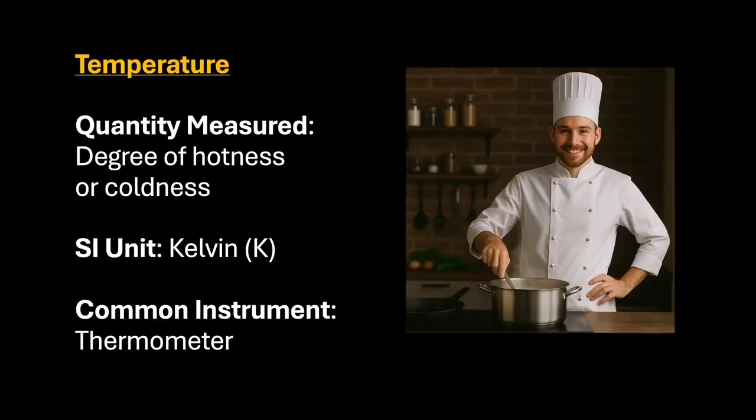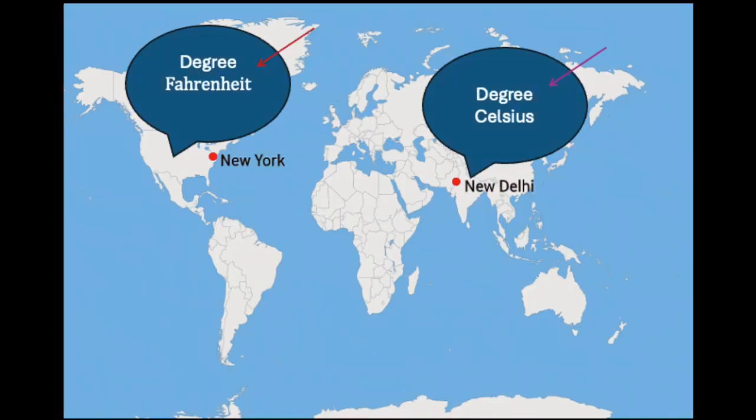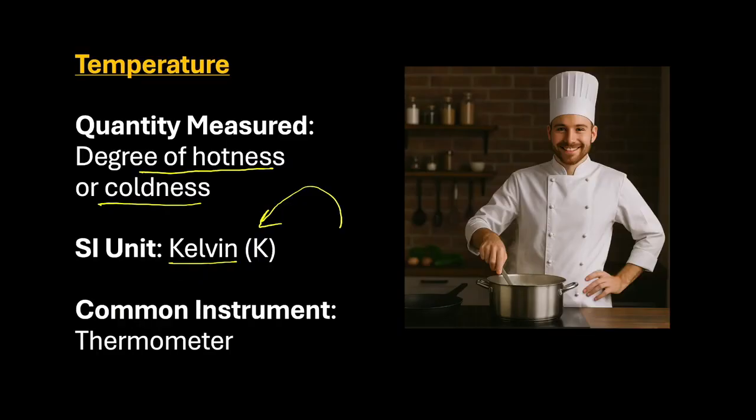Now next is the temperature. And what does temperature measure? It measures a degree of hotness or coldness. The SI unit is Kelvin and the symbol is capital K. I know, we use degrees Celsius here in India, and if you were in US, you would commonly use degree Fahrenheit. But yes, the actual SI unit of temperature is Kelvin, all right? The common instrument that we know we use is thermometer.